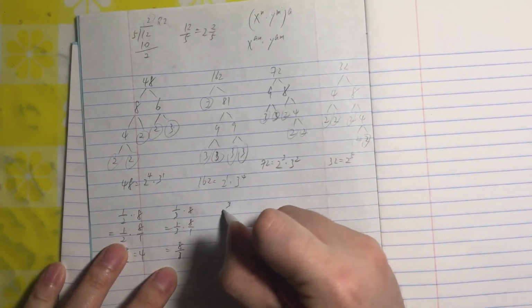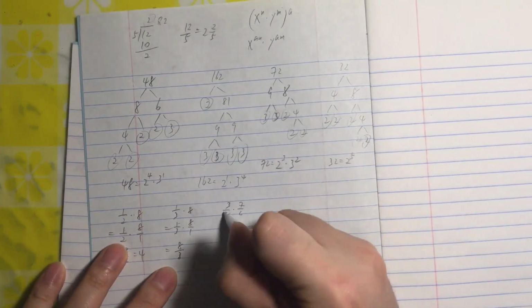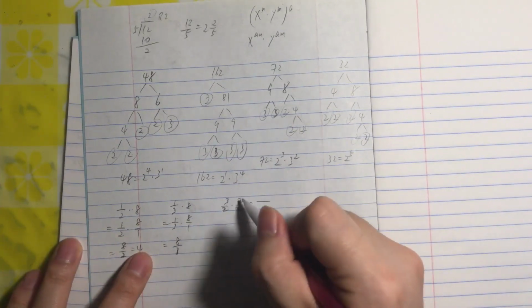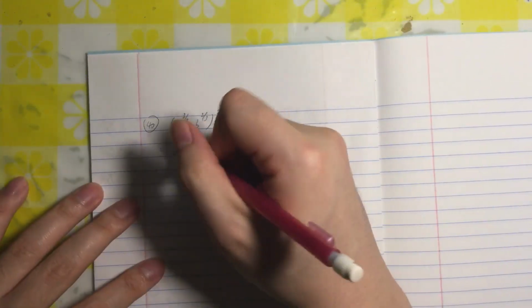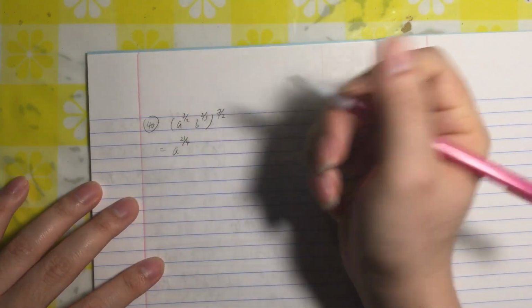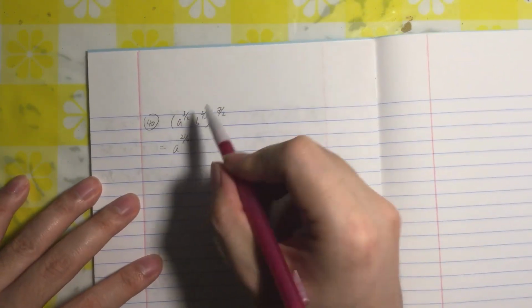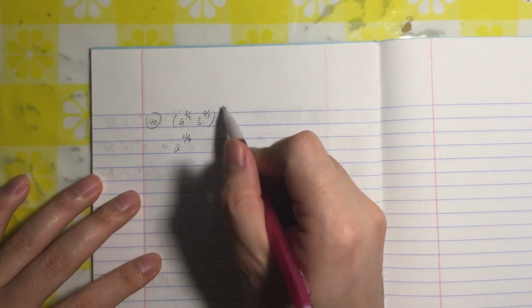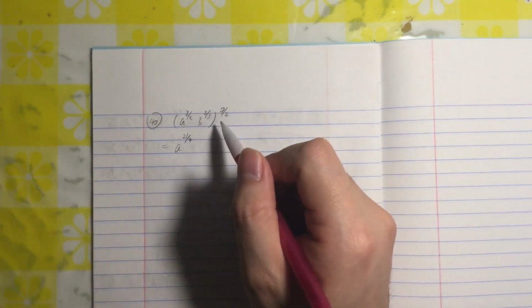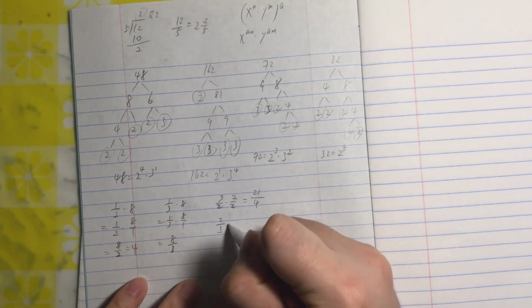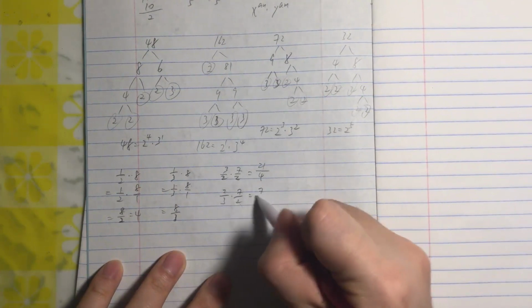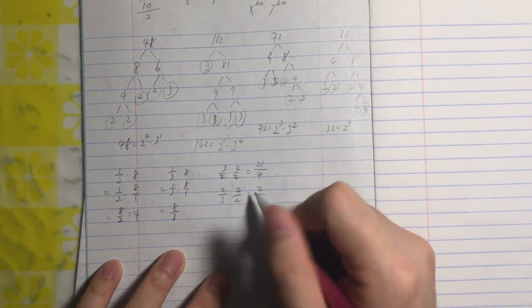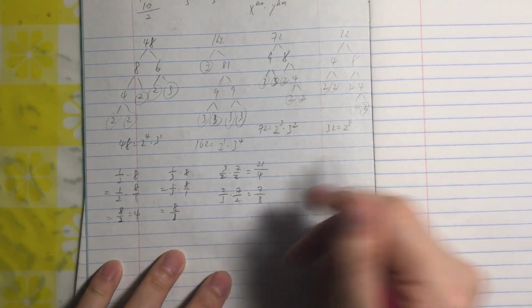For 3 over 2 times 7 over 2, I multiply across and get 21 over 4. Then for b, we have 2 over 3. When we distribute, take 2 over 3 times 7 over 2. I can cancel 2 from top and bottom. I get 7 over 3. So 2 over 3 times 7 over 2 is 7 over 3.